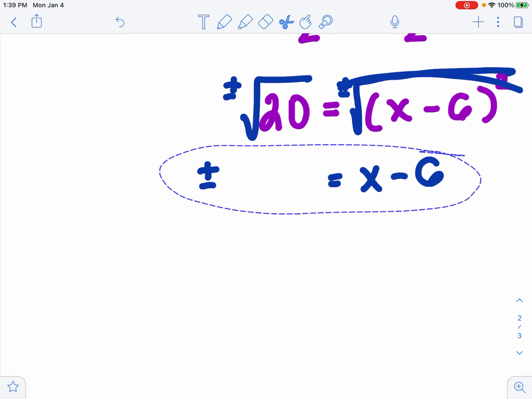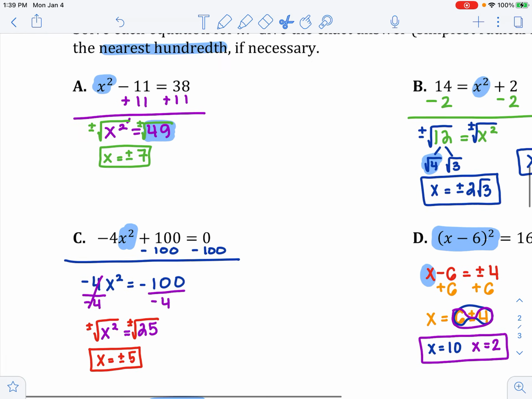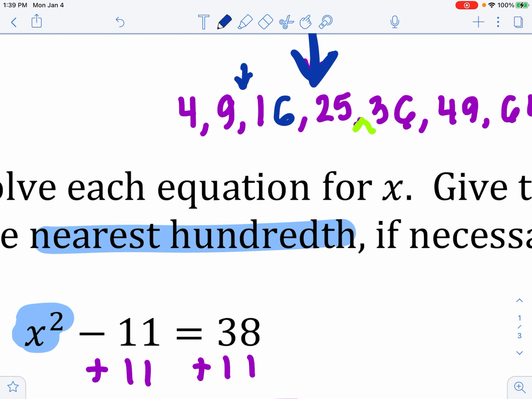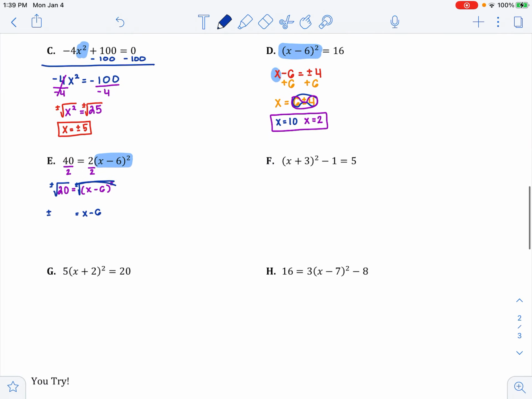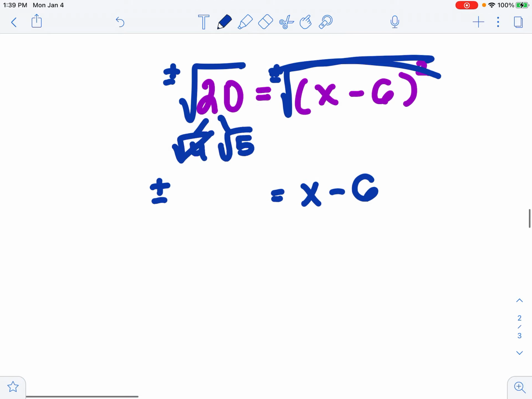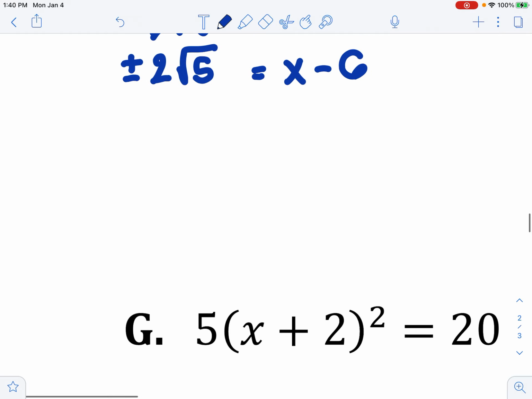So now I ask, do I know the square root of 20? The answer is no, I don't. So I come back up here and say, I need to simplify it. Where does 20 fall? It falls right here. Does 16 go into 20? No. Does 9 go into 20? No. Does 4? It sure does. So I'm going to break it into 2 radicals. 4 goes in there 5 times. The square root of 4 is 2, so this is 2 root 5, and I still have equals x minus 6.